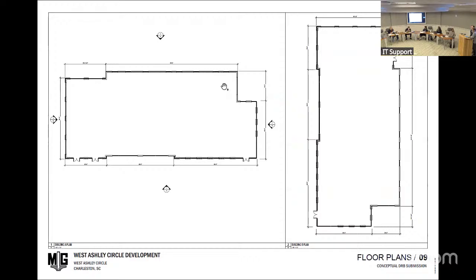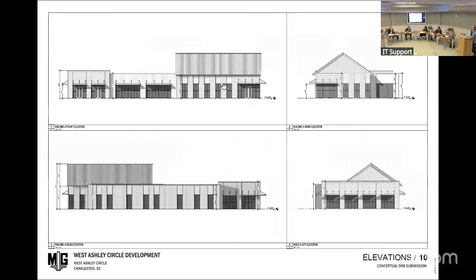Floor plan for each. Right now it's the same floor plan for both buildings. I anticipate it will change slightly, but in general, the floor plans will be very similar to each other. Next slide. And then the elevation. So you can see the top left is building A looking at the parking lot side. The bottom elevation is the West Ashley Circle elevation. And then the other two end elevations as well. I'll turn it over to the board for a second.